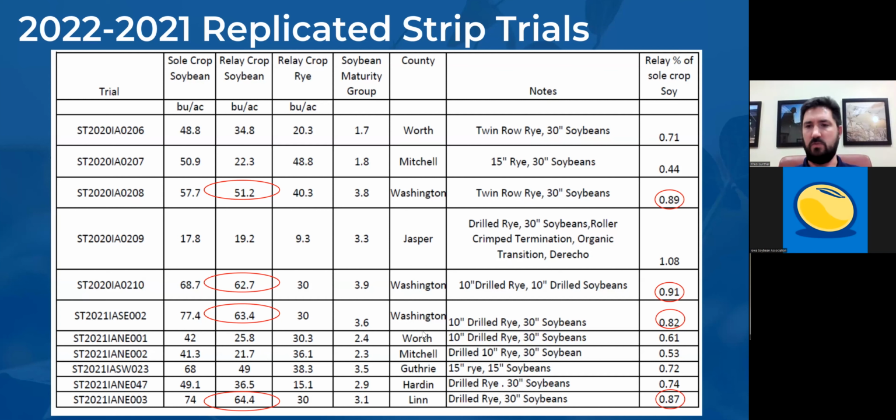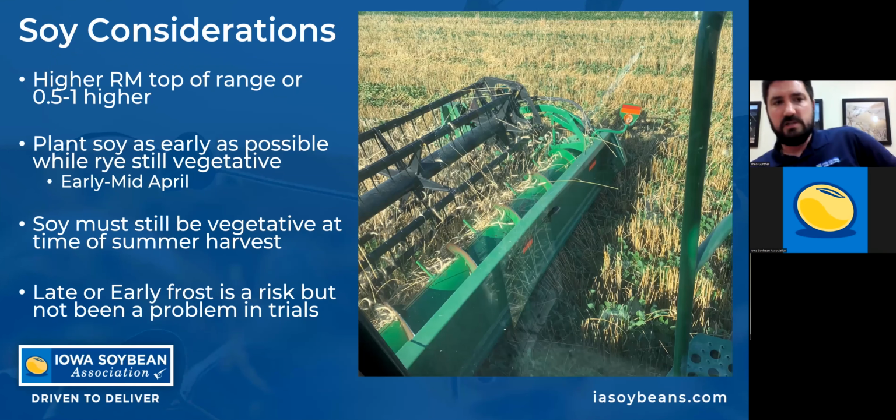There are other situations where we had lower relay soybean yields as compared to the sole crop, and a lot of that's driven by maturity group, weather considerations, and also farmer goals. Some locations were really focused on growing rye for seed. They want as much soybean yield as they can, but that's not their primary goal. So take what you want from this slide and from these results, but I think it shows the potential of the system pretty clearly. Some considerations I mentioned before.